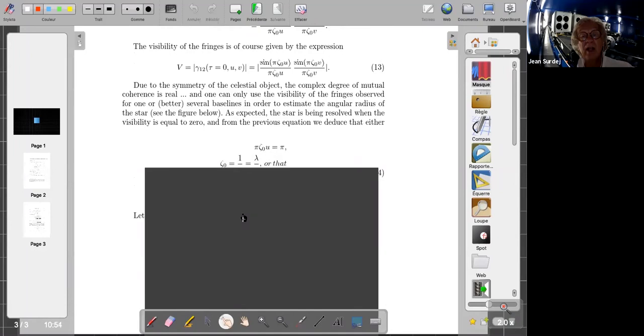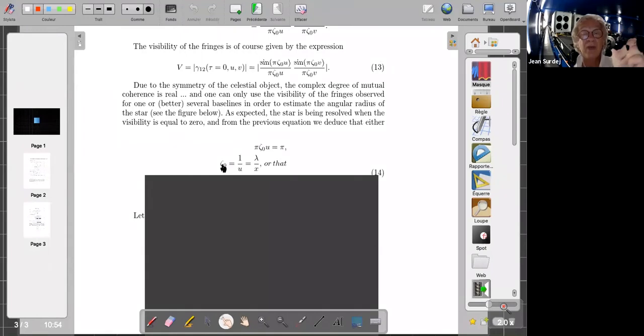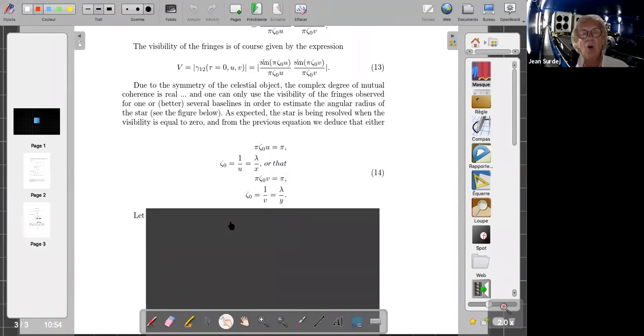Now we have a nice simplification. We find that zeta zero, so the angular side of the square, is equal to 1 over u, but u is the space frequency x over lambda. Okay, so this is one condition, or that zeta zero is equal to 1 over v, that is lambda divided by y. And what we find here, you remember that lambda over b, where b is the baseline, was the angular resolution of our interferometer.